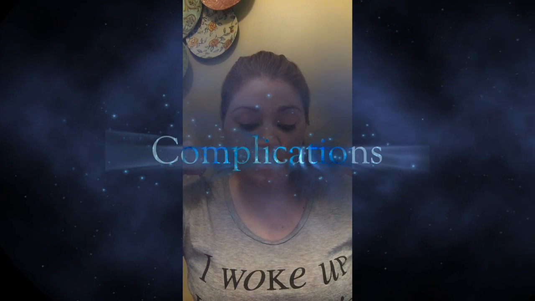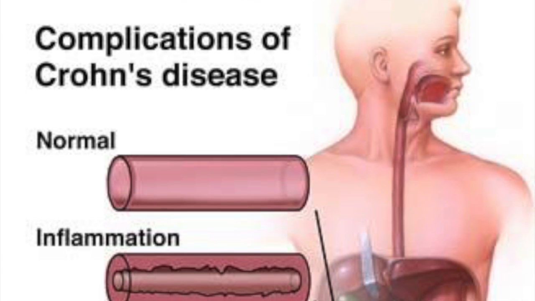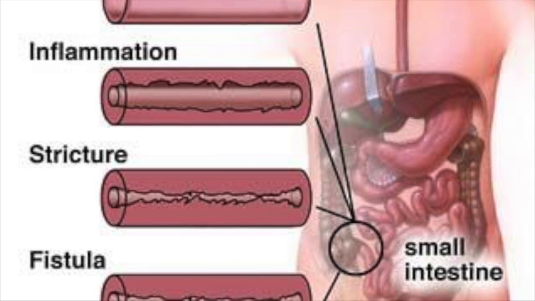Complications of Crohn's disease include intestinal obstruction or stricture formation, perianal disease, fluid and electrolyte imbalances, malnutrition from malabsorption, and fistula and abscess formation. Patients with Crohn's disease are also at an increased risk for colon cancer.